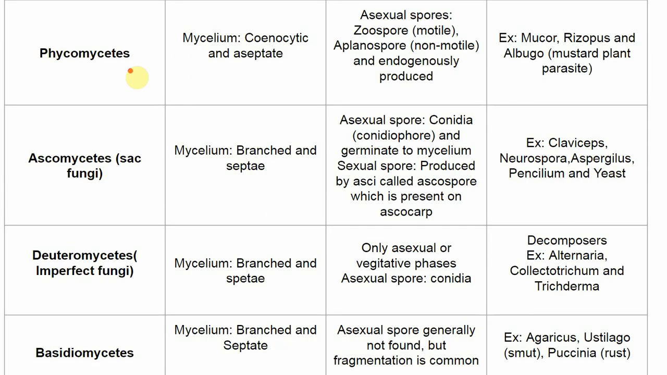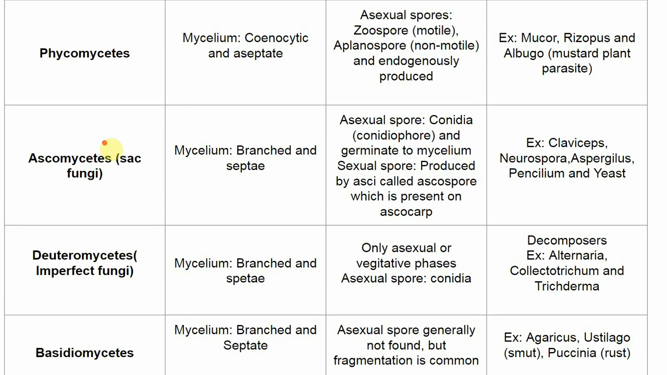The classification of fungi is as follows. Phycomycetes, ascomycetes, deuteromycetes, and basidiomycetes. In the case of Phycomycetes, the mycelium is cenocytic and it is aseptate. The asexual spores are zoospores, which are motile in nature, or aplanospores that are non-motile in nature. And these spores are endogenously produced. Examples mainly include mucor, rhizopus, and albugo. Albugo is a mustard plant parasite.